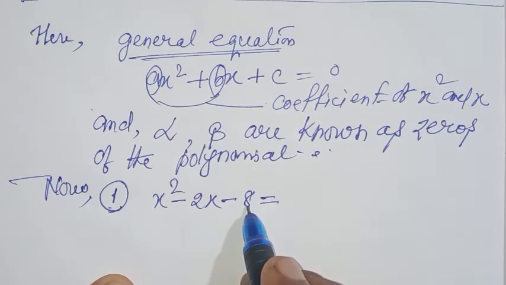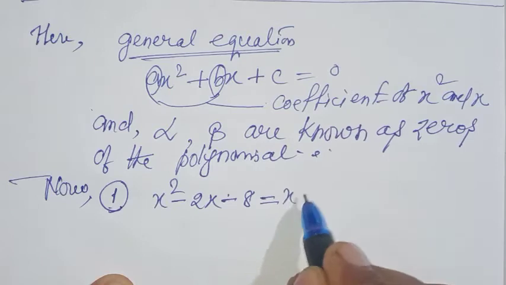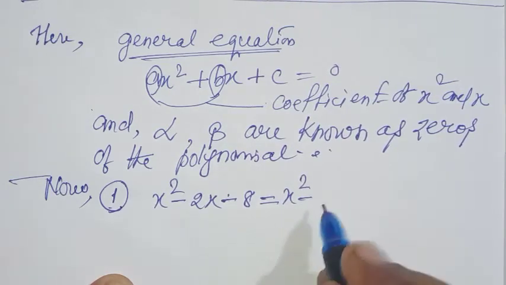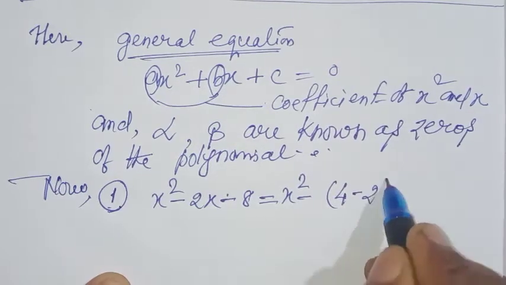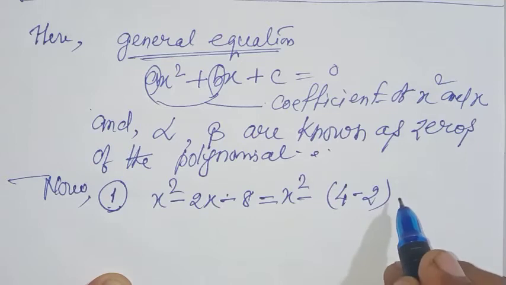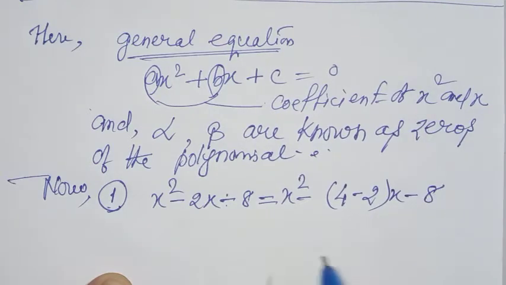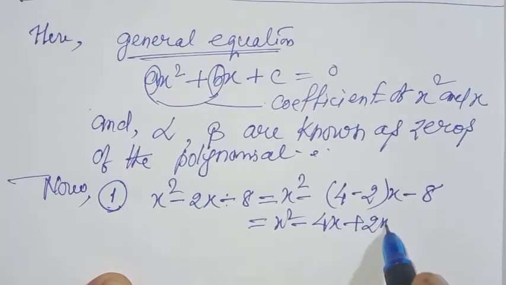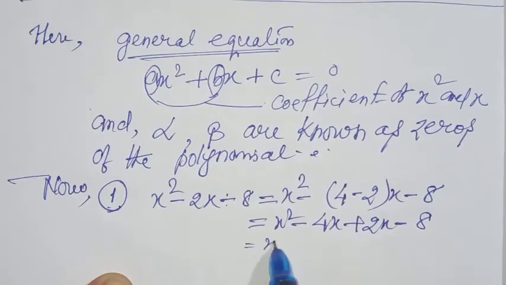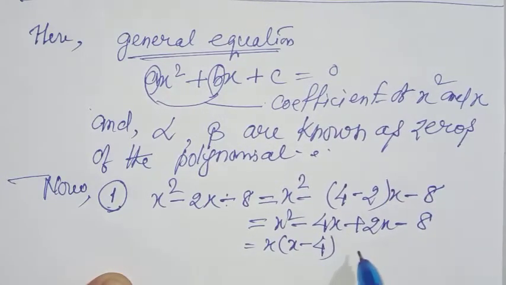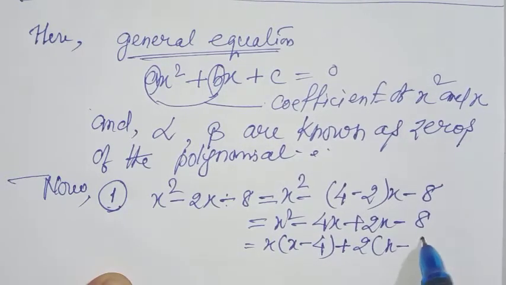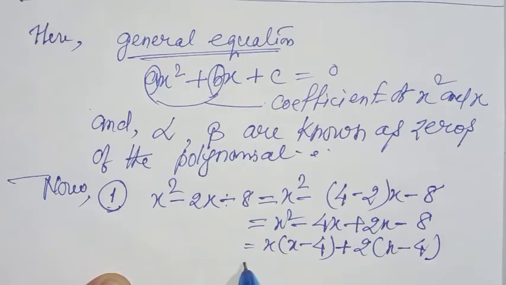Here you see, 4 times 2 is 8. So this is minus. Now we are going to complete this sum by factorization. 4 minus 2, because 4 times 2 is 8. And because minus is there, it will be minus 8. Okay, x square minus 4x plus 2x minus 8. Take x common, x minus 4 plus 2 times x minus 4. Okay, we are getting x plus 2 and x minus 4.